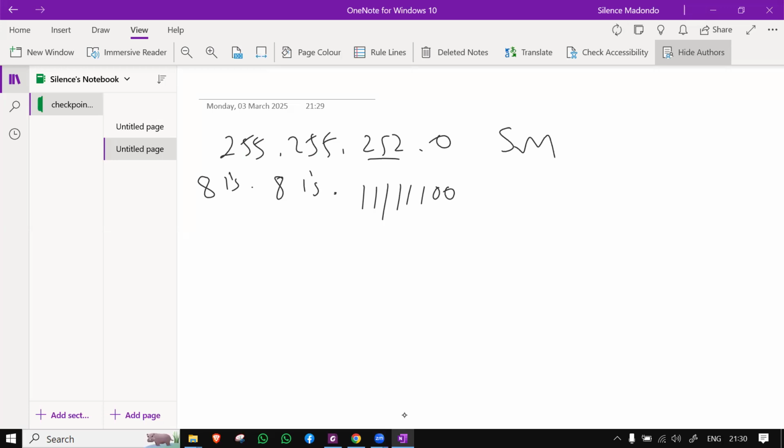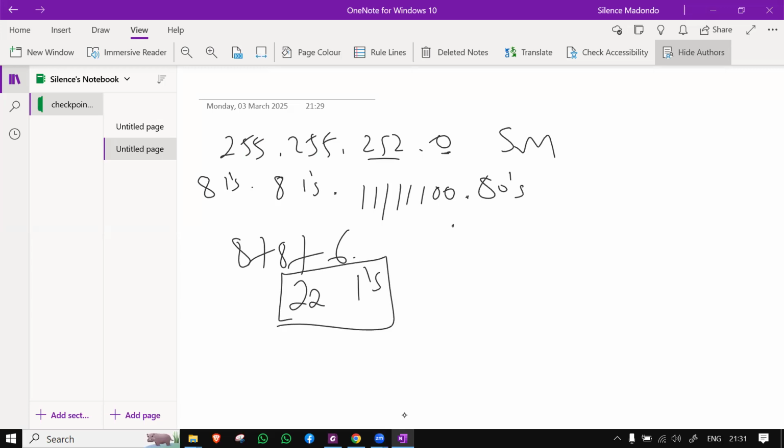So basically, this is 252. Then here we have 8 zeros, the last part. So the network portion is the part in all ones. How many ones do we have? We have 8 plus 8 plus 6, since 252 gives 6 ones, which is 8, 16, 22. So we have 22 ones. 22 ones, this is the network portion.